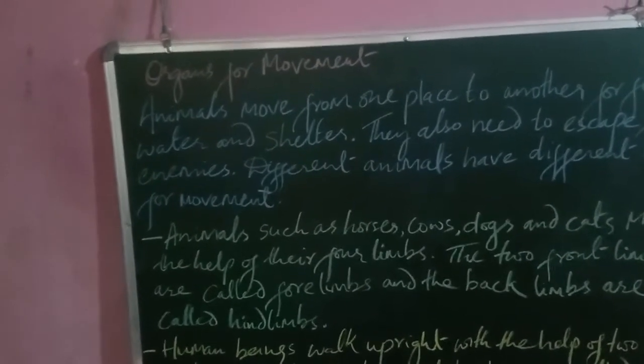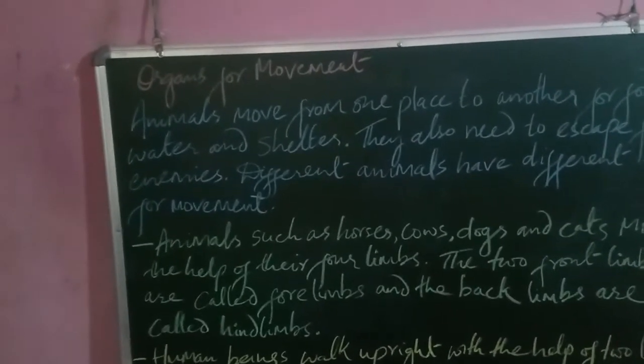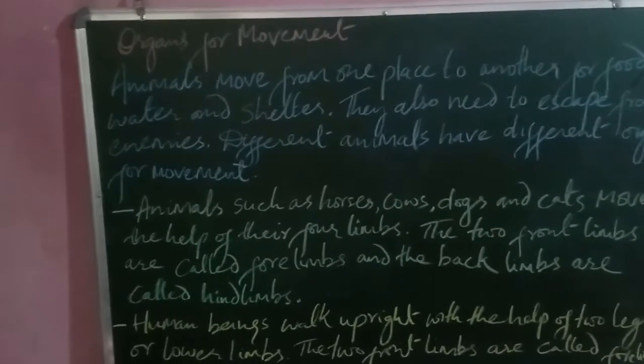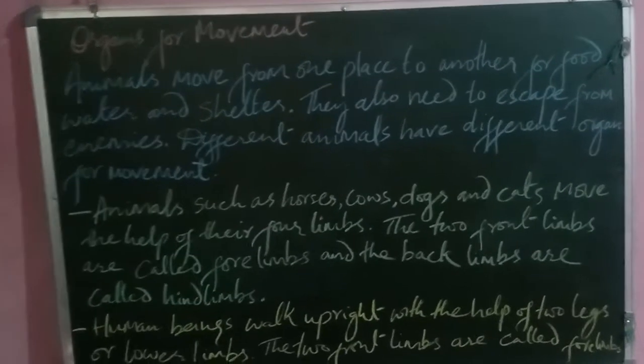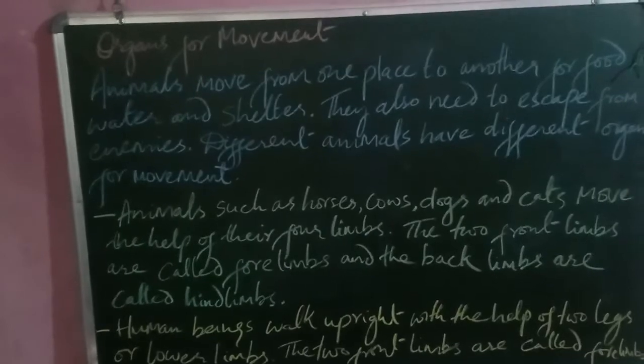The front two limbs are called forelimbs and the back limbs are called hind limbs. So as we all know, they have four legs. The front two legs are called forelimbs, and the back legs, the back limbs, are called hind limbs.